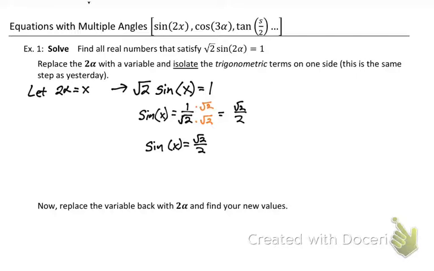Now we are supposed to find all values that work for this. So we need 2 equations. I need x equals something and I need x equals something. Can someone tell me an angle where sine equals square root of 2 over 2? Pi over 4. What's the other one? 3 pi over 4. 5 pi over 4 would put it in quadrant 3 and it'd be negative. Okay, but that's not all the solutions. That's just 2 of them. So I need to add the plus 2 pi n, plus 2 pi n.